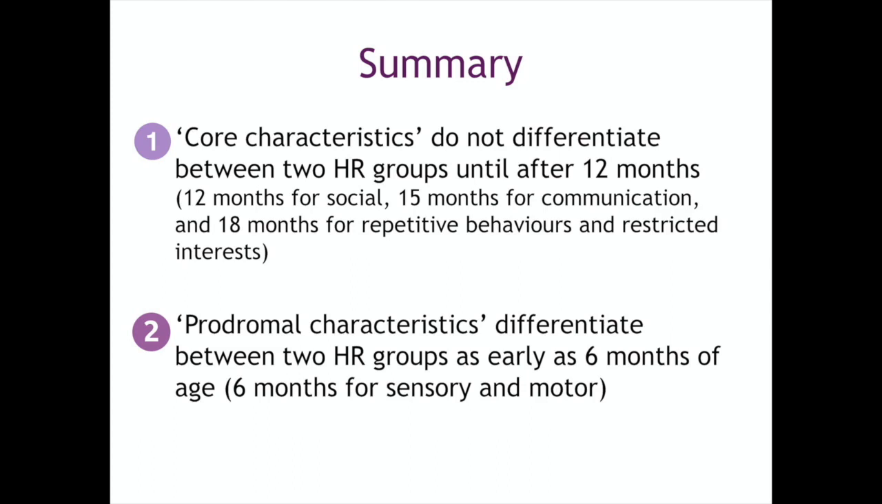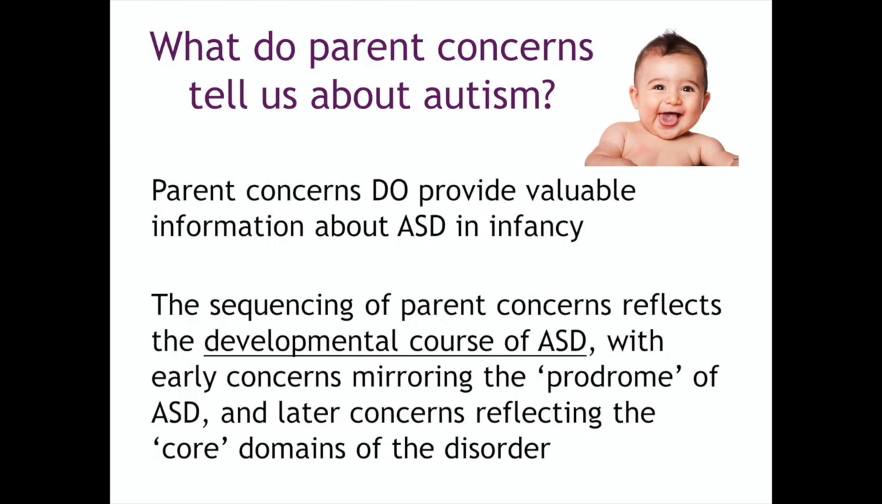So these parent reports go in line with the development of infants. The first things that children use to explore their worlds are sensory movements and motor movements, and so it makes sense that you would see impairments in these first. This has been coming up a lot in the literature, and sensory motor differences are now often being referred to as prodromal differences, or the things that appear first, basically. Parent concerns do provide valuable information about autism in infancy, because we can ask about things as they're happening, and we don't need to rely on retrospective reports.